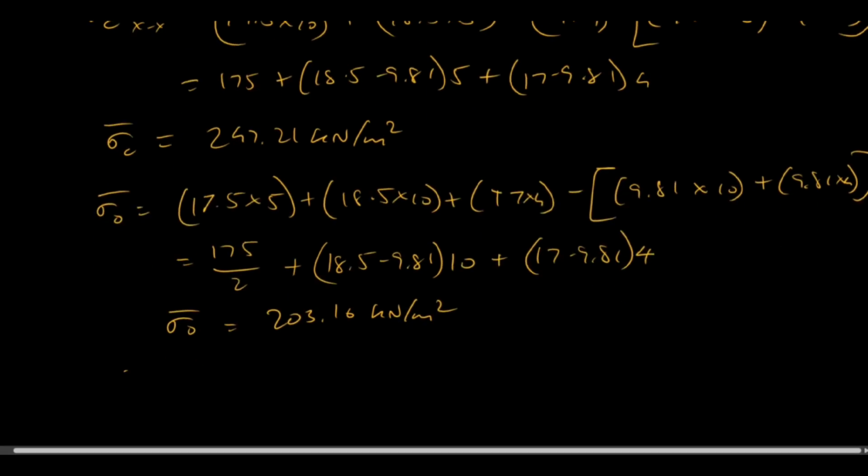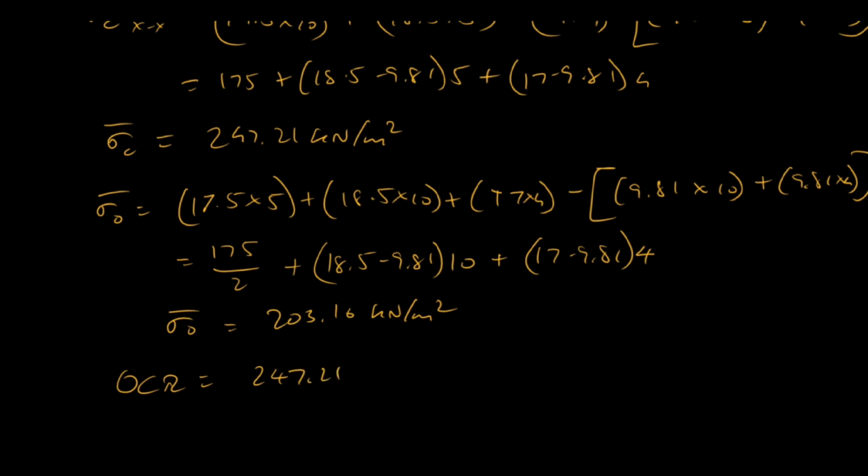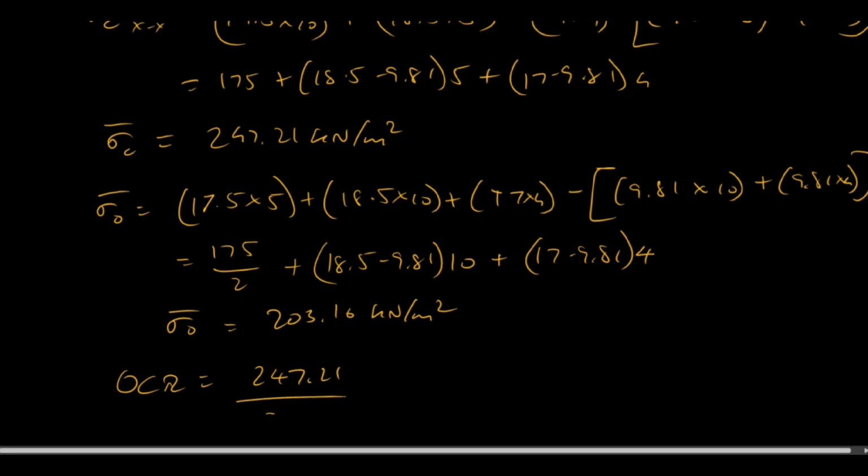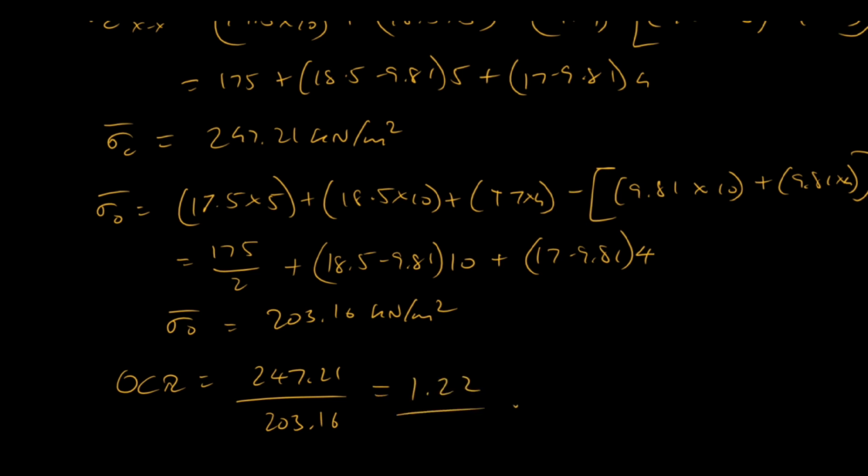Now the over consolidation ratio OCR will be given by sigma c dash, which is 247.21, divided by sigma naught dash, which is 203.16, where we get 1.22.